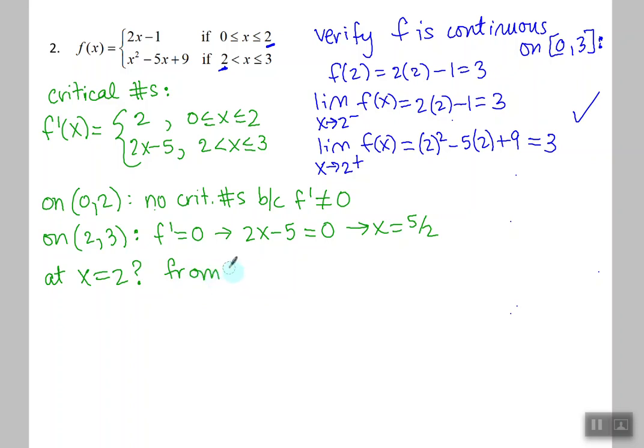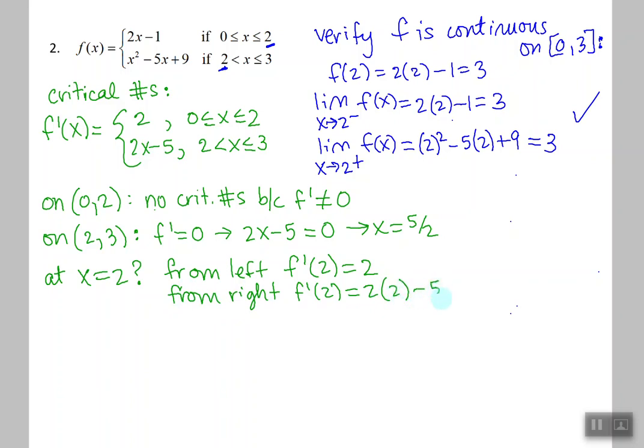So let's look at the derivative from the left. F prime of 2 is 2 because the derivative is 2 everywhere on that interval. And then let's look at the derivative from the right. F prime of 2, plugging the 2 into the derivative, 2 times 2 minus 5, that's negative 1. These two values are not equal. So because these are not equal, then f prime of 2 does not exist. So therefore, we have a critical number, x equals 2.